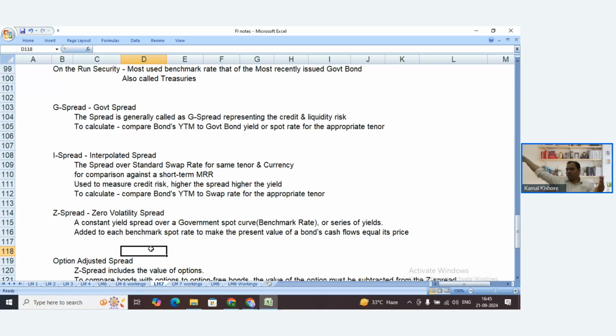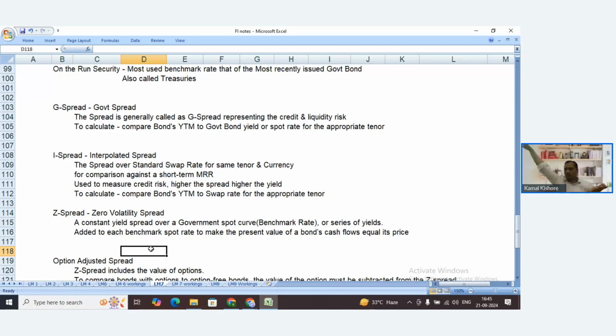Right? Higher the maturity, higher the yield, generally. Higher the risk, higher the yield. So the curve, you can check in your book, it will go like this. Okay, it will not come down, it will go up like this.